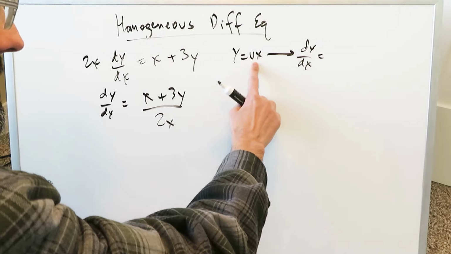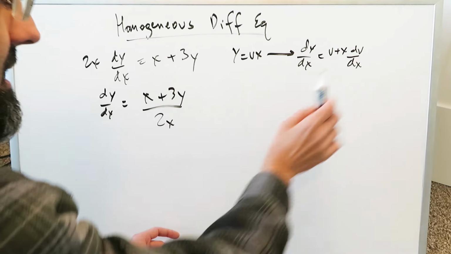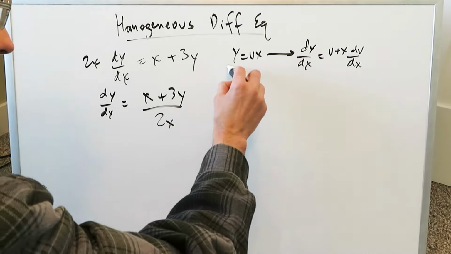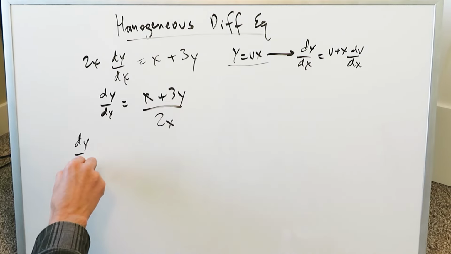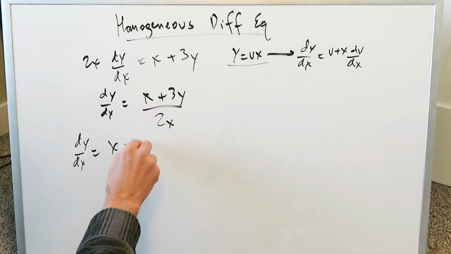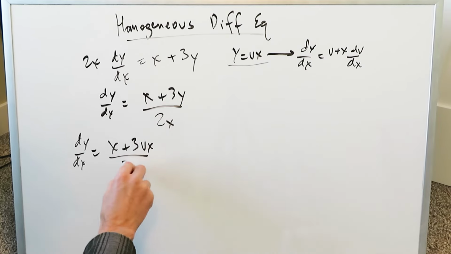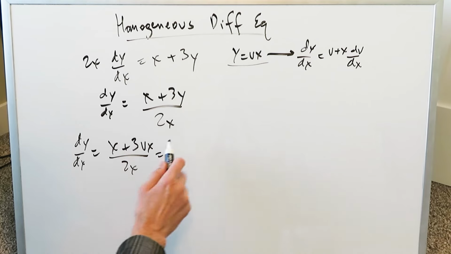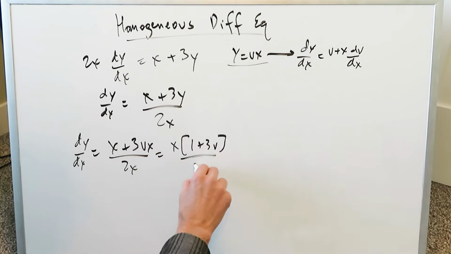By means of the product rule for this, you'll get v plus x dv over dx. But the initial item to keep in mind is this, y equals vx. You would substitute that right here. You'll have dy over dx is equal to x plus 3vx, because I've substituted y for vx, over 2x. In this numerator, you can isolate an x. You'll have 1 plus 3v over 2x.